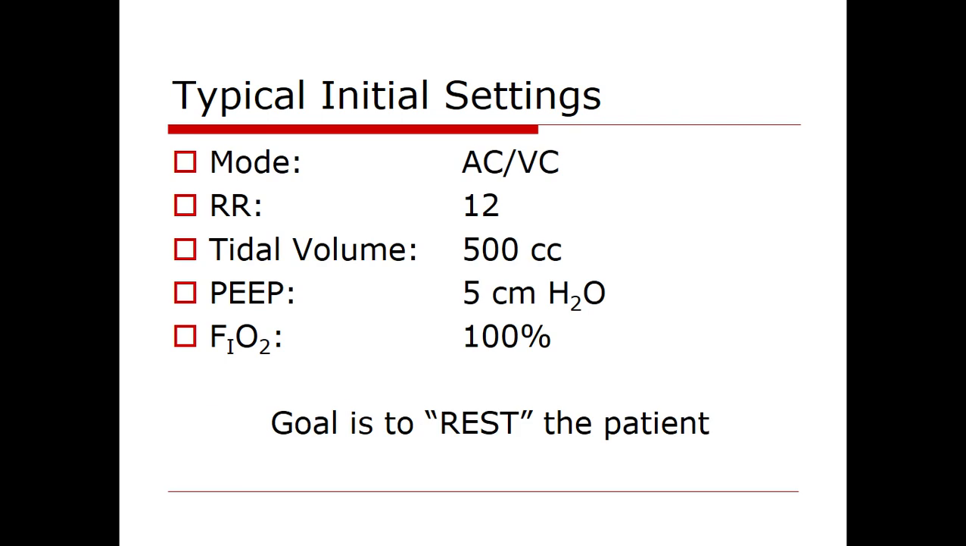So if you gave everybody just kind of ACVC 12, 500, 5, 100%, you'd be okay. The attending in the ICU is going to criticize your selection for some nuances, but if you started with these, it would be okay. Any questions about initial ventilator settings?